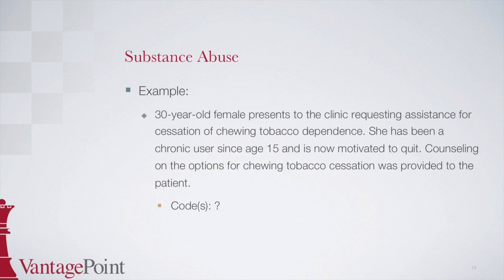Now let's try an example. A 30-year-old female presents to the clinic requesting assistance for cessation of chewing tobacco dependence. She has been a chronic user since age 15 and is now motivated to quit. Counseling on the options for chewing tobacco cessation was provided to the patient. How would you code this? Please pause the webinar to complete this example and then hit play to continue and learn the answer.